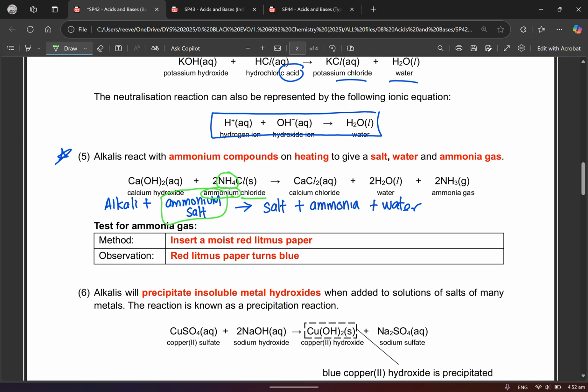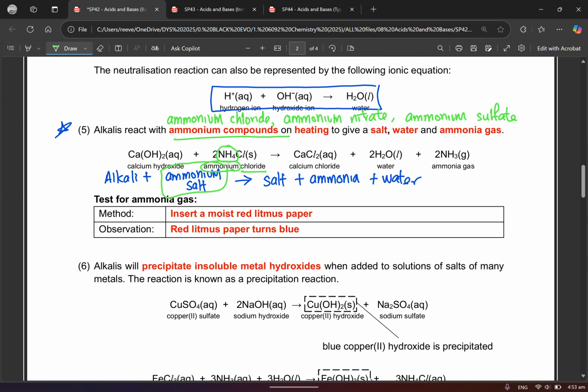sulfate, or nitrate. So I write down some examples for you. The ammonium salt can be ammonium chloride, ammonium sulfate, or ammonium nitrate. Okay, so these are the few possible ammonium salts, or you can call it ammonium compound. It's a compound that comprises these ammonium ions. So when you put them together, you get salt, ammonia, and water.